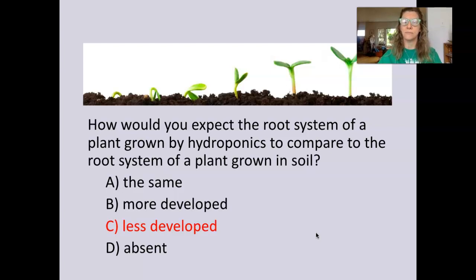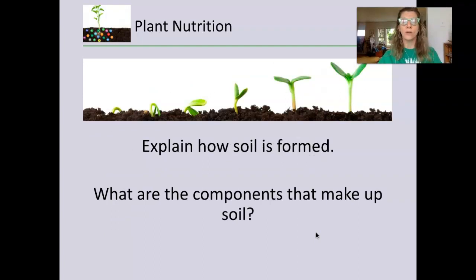So this is the root system. Well, it would be less developed, right? Because plants won't need to seek out nutrients because it's going to be all provided for it. It's going to be bathed in the nutrients in that water solution.